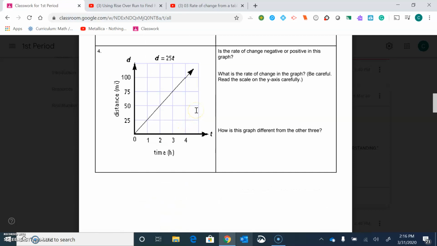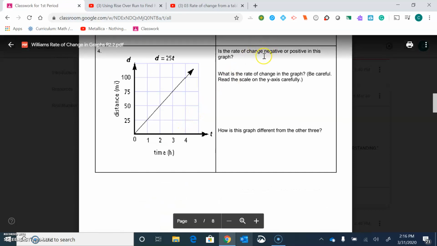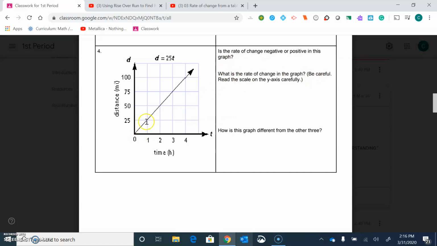Number 4, it says, is this rate of change negative or positive? It is a positive rate of change from left to right. It's going up. What is the rate of change? So again, we found 2 points. Let's say here and here. It goes up 1, right 1, right? So the rate of change must be 1, right?